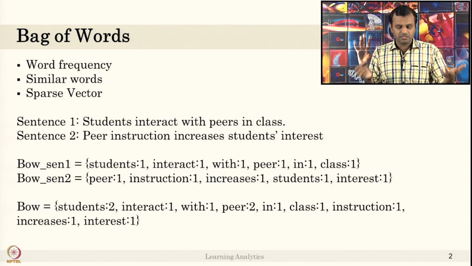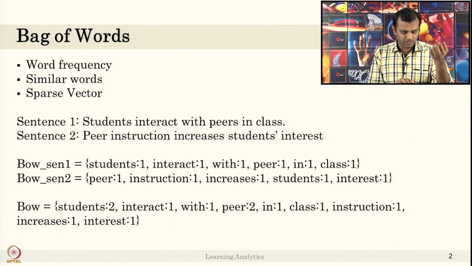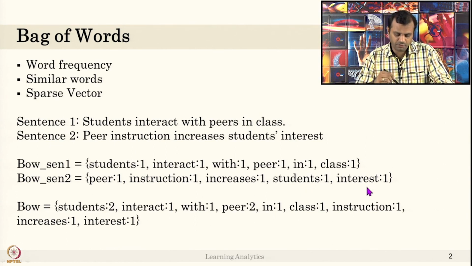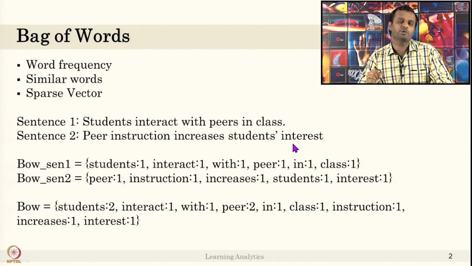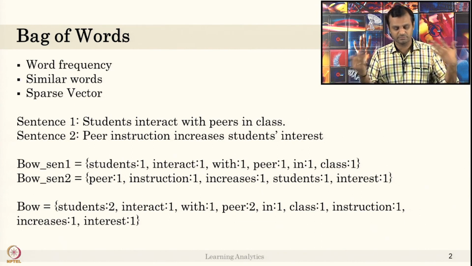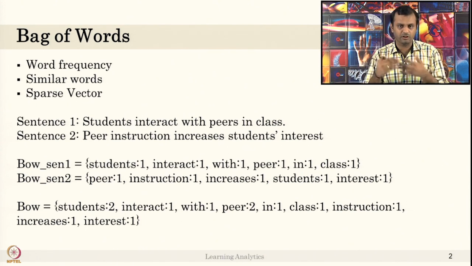Second sentence: peer occurred once, instruction occurred once, increase occurred once, students occurred once, interest occurred once. See, I just wrote each word in the form given in the sentence. What you can do is go to the lemma or stem form of it, the root form or stemmed form, that reduces the length of this vector. I will talk about how big the vector is going to be, it is not easy. So, that is also possible. Let us look at that.